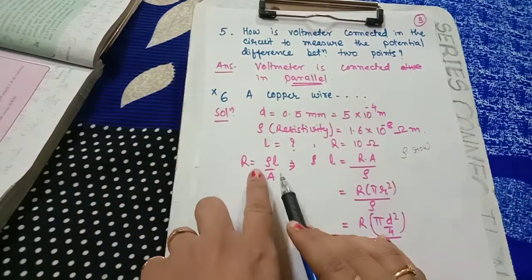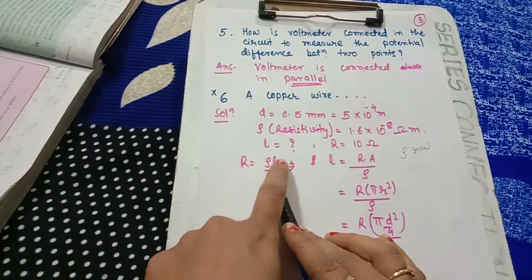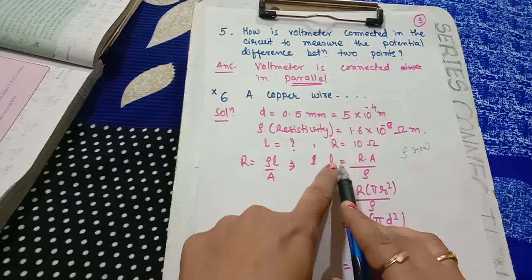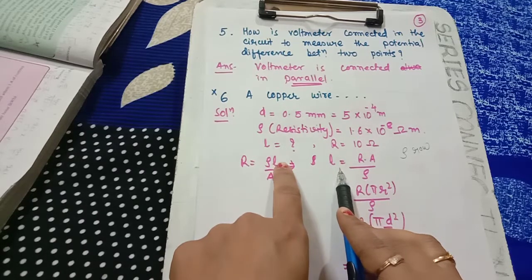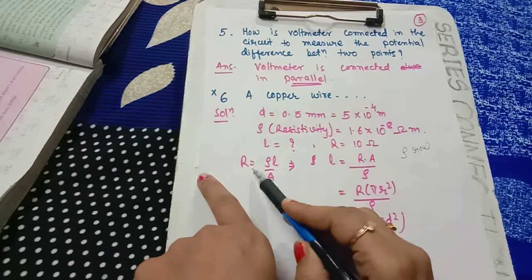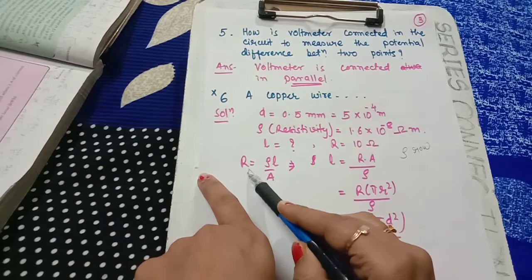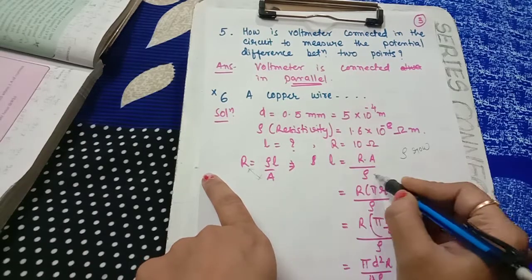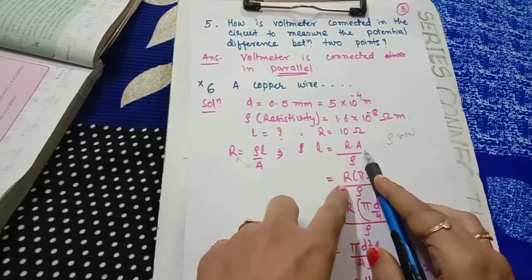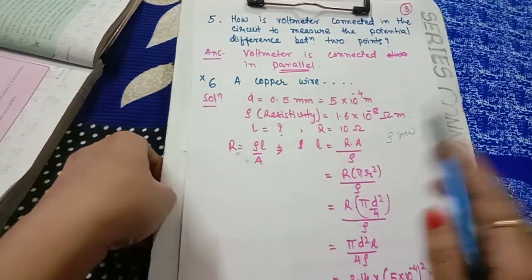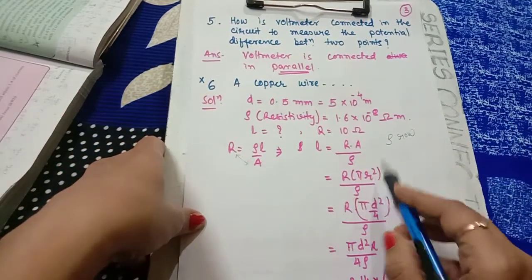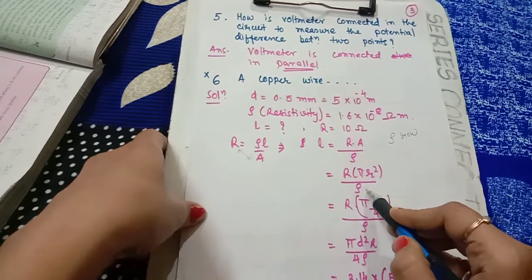Now for solving this, the formula is R is equal to rho L by A. I have to find out L. So L is equal to R into A by rho. A means area, and area is equal to pi r square. So L equals R pi r square by rho.